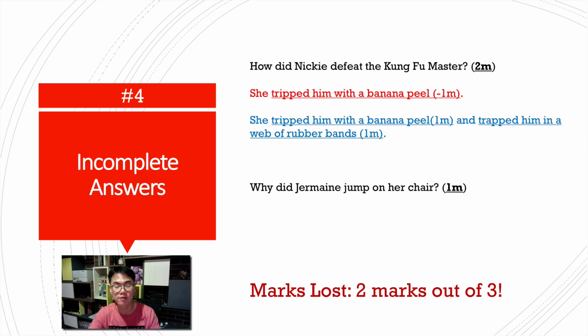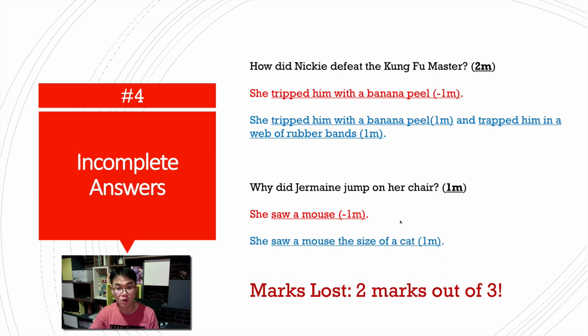I will not get the mark. So let's take a look at the error answer. So she saw a mouse. But if you read the passage, you'll find that that's not the only thing she saw, right? So this mouse, what was it like? What made it so scary that it caused Jermaine to jump on her chair? So something's missing. And let's take a look at the model answer that scores the full 1 mark.